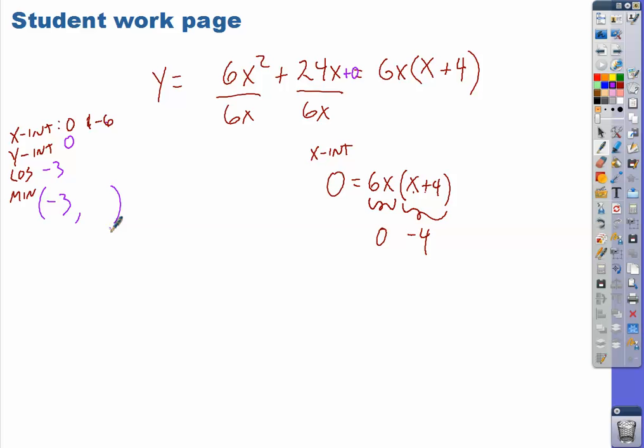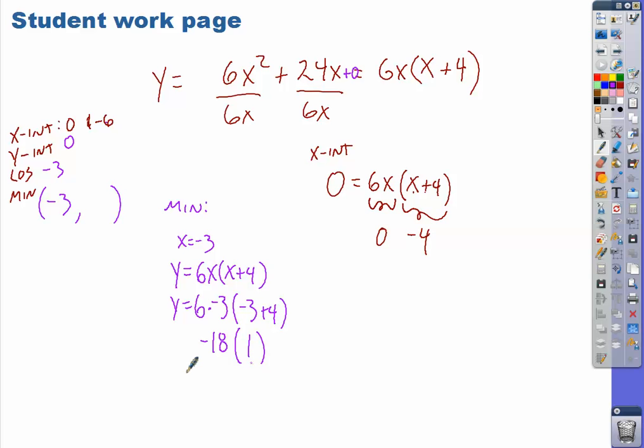Okay. So let's plug it in. So we have x is equal to negative 3. And we have y is equal to 6x times x plus 4. So y is equal to 6 times negative 3 times negative 3 plus 4. 6 times negative 3 is negative 18. Negative 3 plus 4 is going to be 1. So y is equal to negative 18. And there we have it.